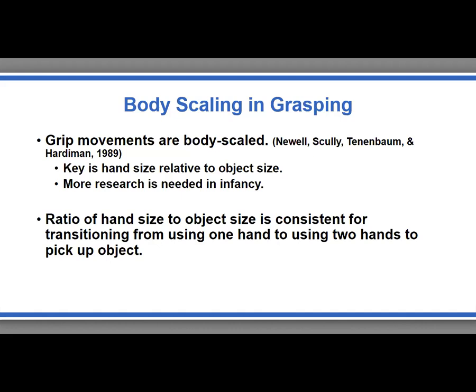And again, more research is needed in infancy, and infancy research is always hard anyways. It's difficult researching populations that can't express exactly what's going on. You completely observe it. And again, the individuality of every child plays into that, which makes it very difficult when we research infants. Ratio of hand size to object size is consistent for transition from using one hand to using 2 hands to pick up an object.